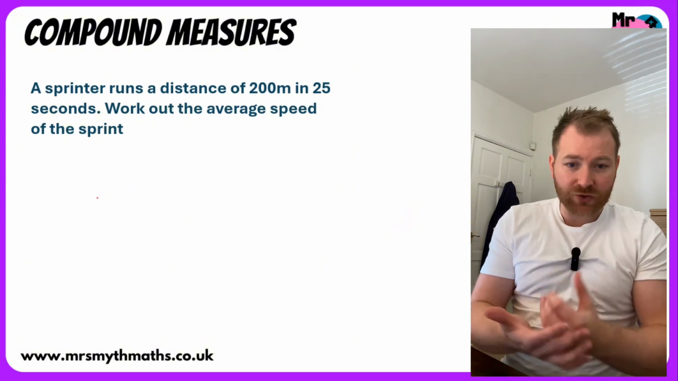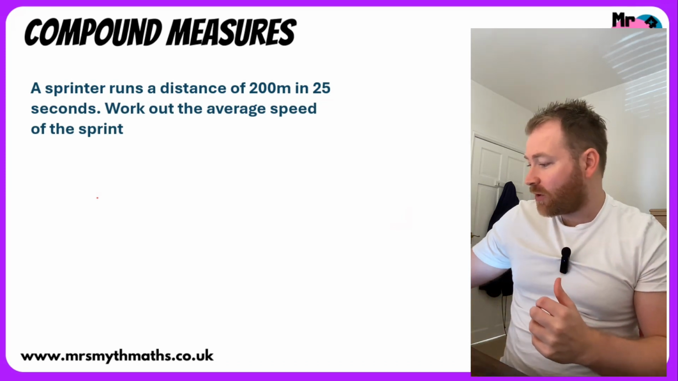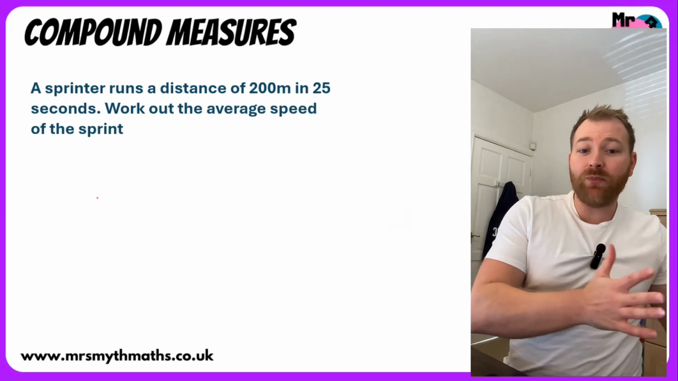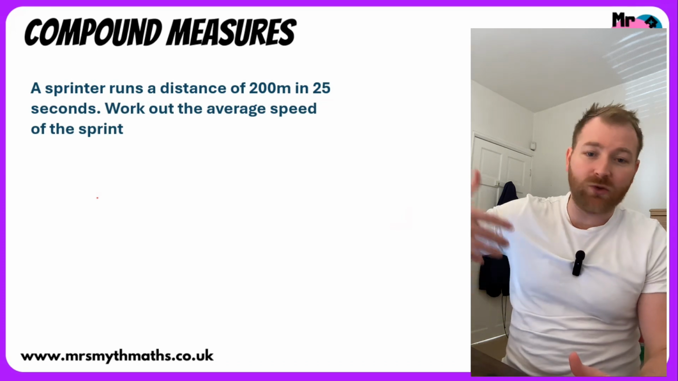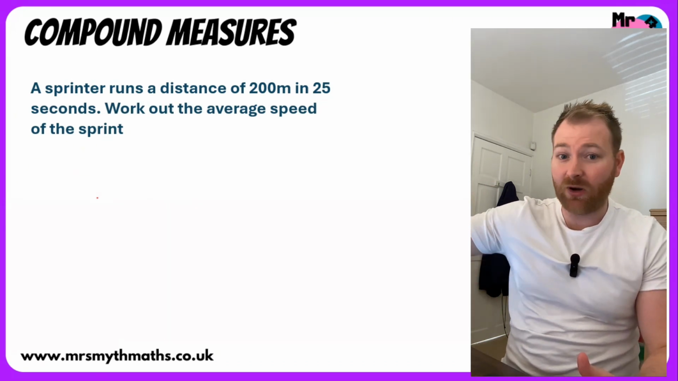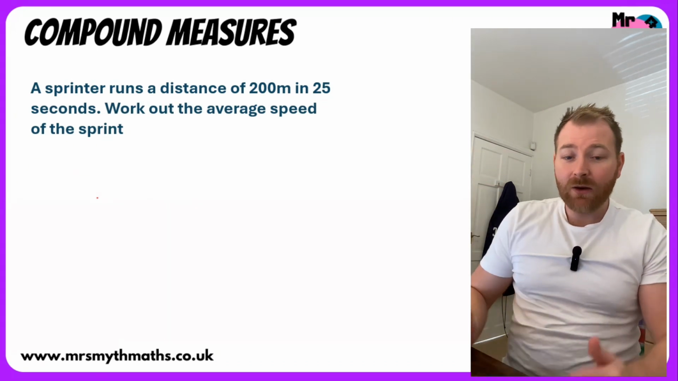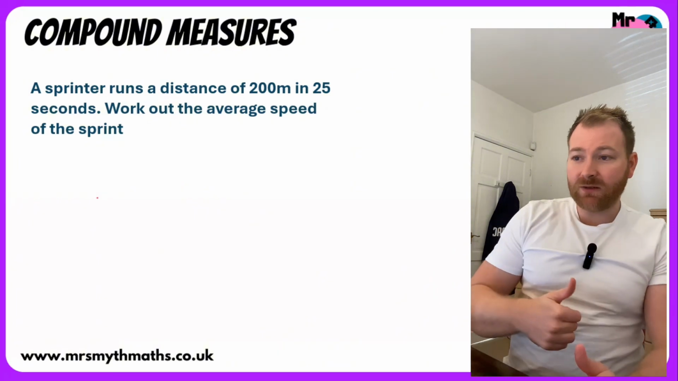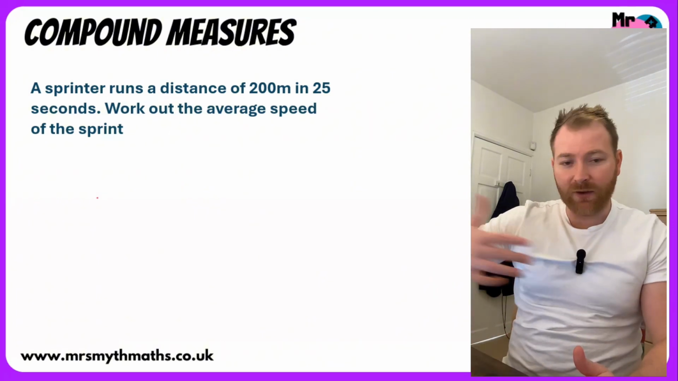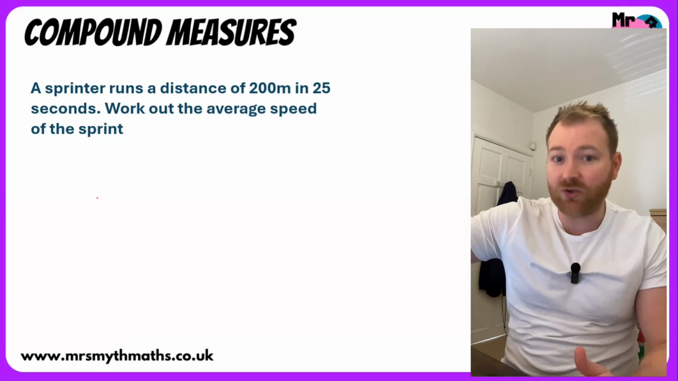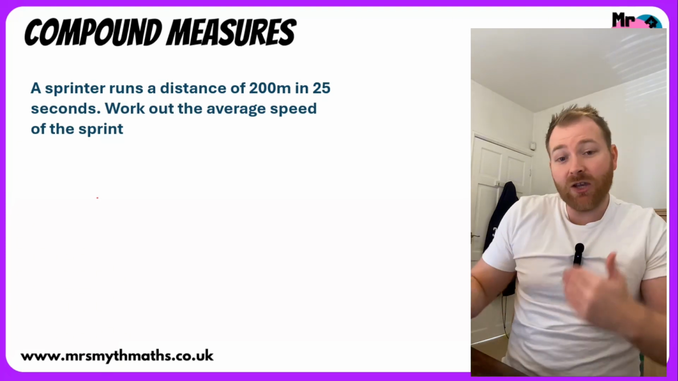So compound measures, what are they? First of all, let's talk about speed. Let's say, for example, you're walking down your street. It might take you 20 seconds to get to the end of your road, or however long your road is. We're measuring time. If we were to measure the distance, we might say that the end of the road is 300 meters, 200 meters, however long. So that's a measure of distance.